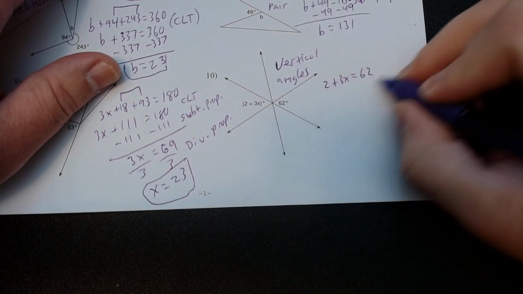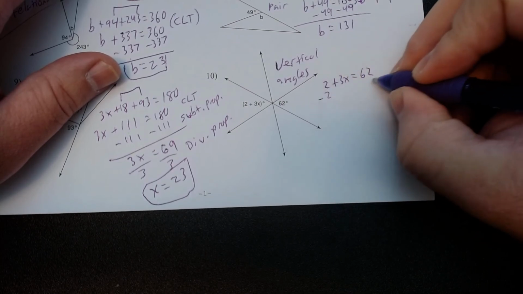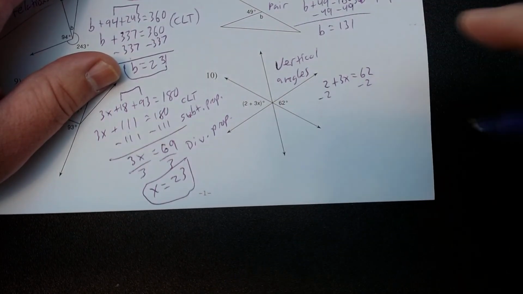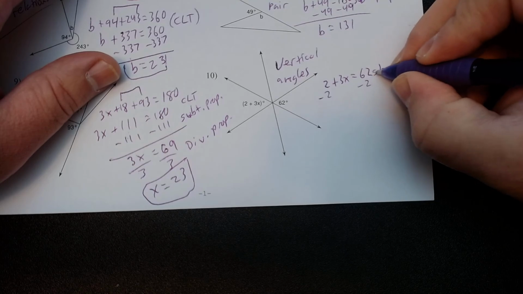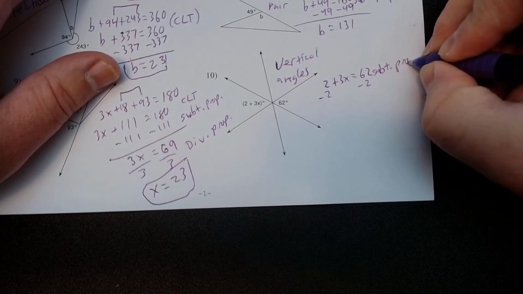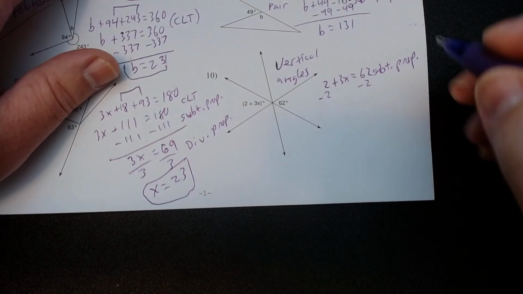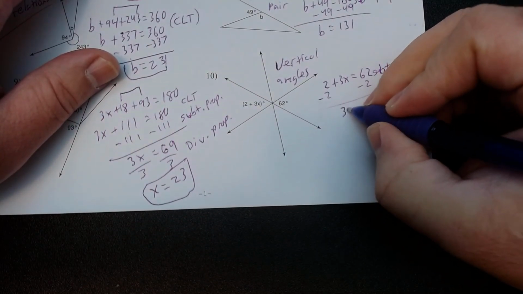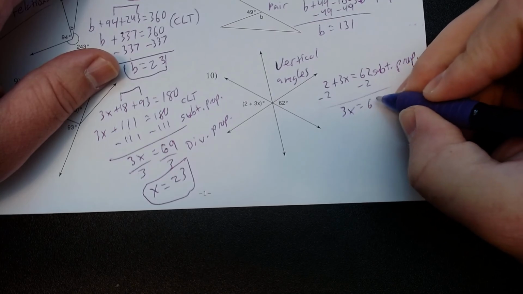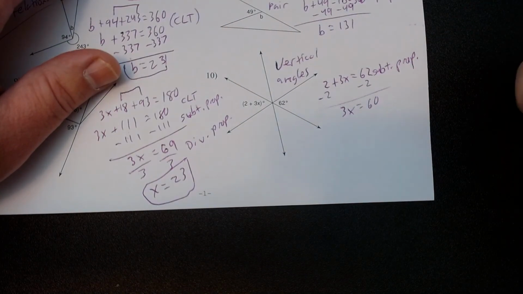We need to move this 2 across the equal sign. It's a positive, so we're subtracting. Since we subtracted on both sides, we're back to subtraction property. Again, sorry about my handwriting. That says subtraction property. Then you get 3x equals 60, just 60.